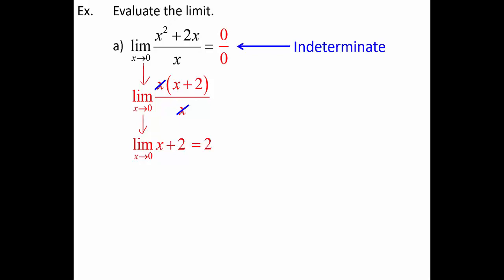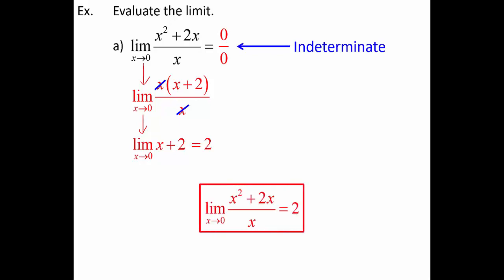The fact that I got an answer means that my limit exists. My limit exists at 2. So I can say that the limit as x approaches 0 of x squared plus 2x over x is 2. Or I could say I have a removable discontinuity at x equals 0, or I could say that I have a hole at the coordinate 0, 2.